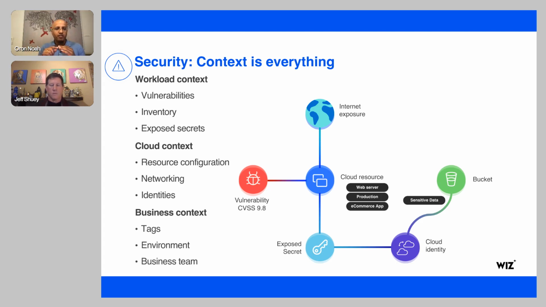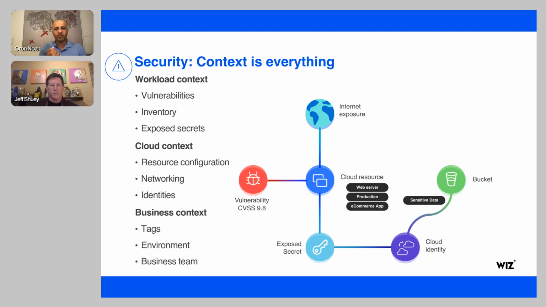We would also be able to understand that in this VM, someone put a secret on it. Over that, we also put in the cloud context, so we understand its configuration. In this example, this VM is really exposed to the internet, right? Because in Wiz, we're able to calculate the effective network exposure, okay? And also combine the identity.